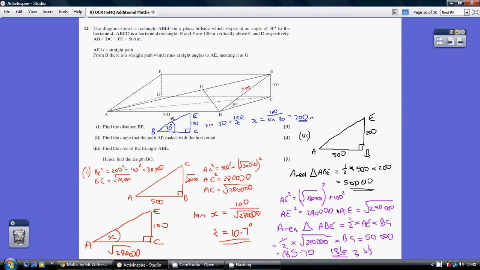I've just worked it out. So my area of my triangle is half times AE times BG. So we work out AE, which is just a continuation of what we did previously. So AE using Pythagoras is root 290,000. So triangle ABE is half times root 290,000 times BG, and that area is 50,000. That allows me, just by dividing by BG and dividing by this and this, to work out that BG is 185.70, 186 to 3 sig figs.